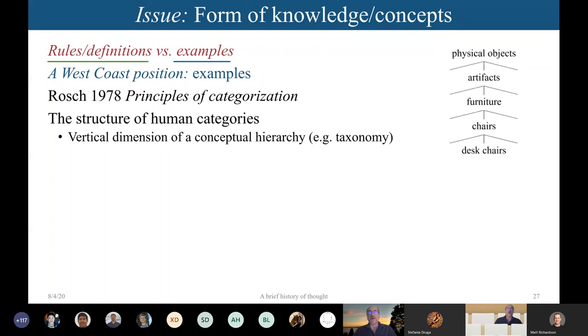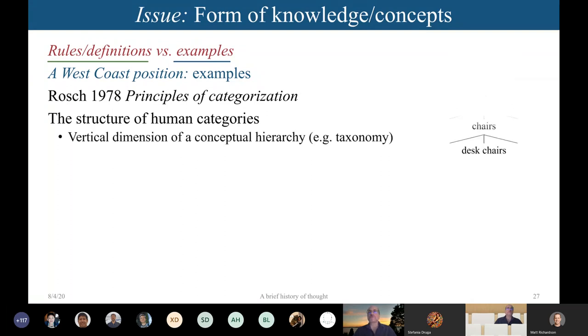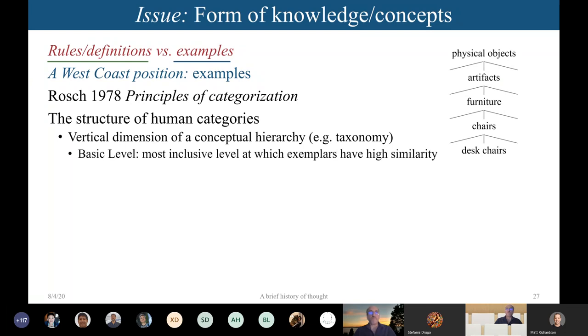She showed that not all categories are equal. There is a distinguished level, which she called the basic level. This is the most inclusive level at which category exemplars have high similarity. In this case, it's here, chairs.